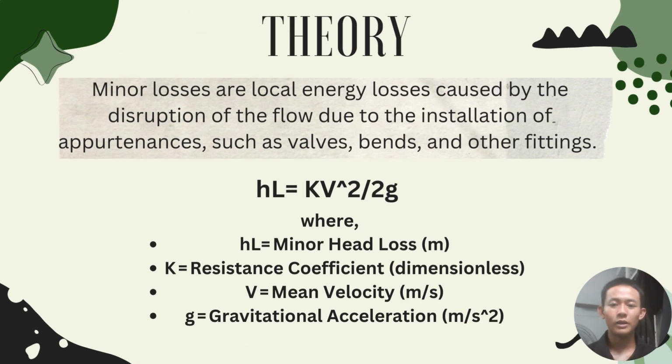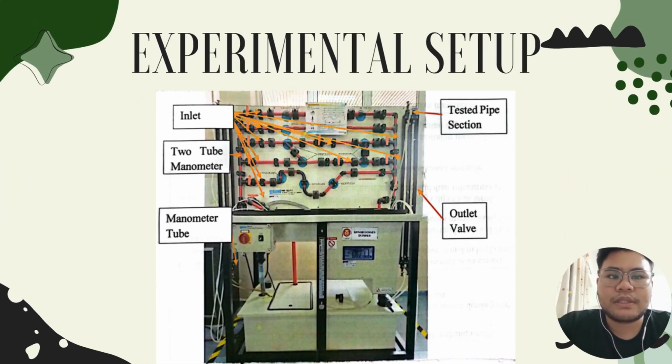The theory of minor losses in pipe. Minor losses are local energy losses caused by the disruption of the flow due to the installation of appurtenances such as valves, bends, and other fittings. The formula is HL equal to KV squared over 2g, whereas HL is equal to minor head loss in unit of m, K is equal to resistance coefficient, which is dimensionless, V is equal to mean velocity, which the unit is m/s, and g is equal to gravitational acceleration, which the unit is m/s squared. This is our experiment setup for the minor losses in pipe experiment.